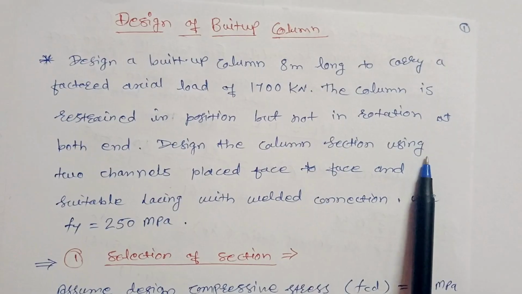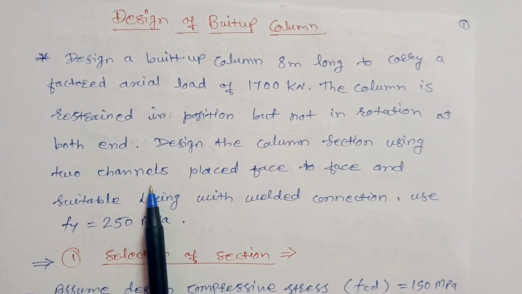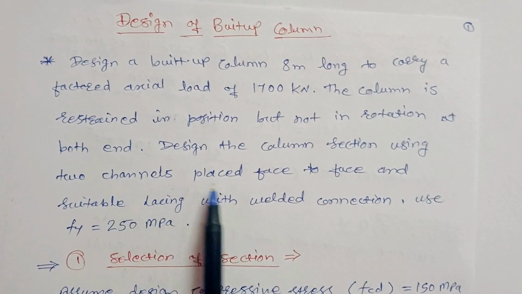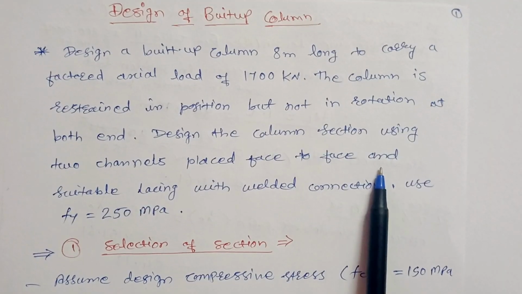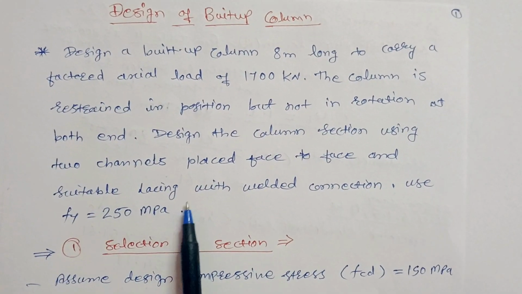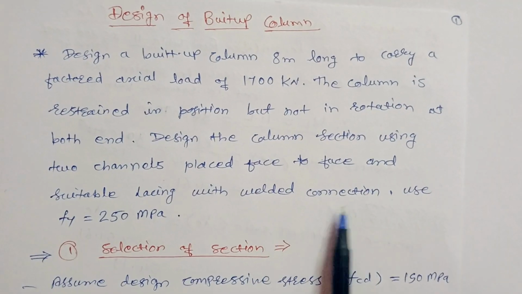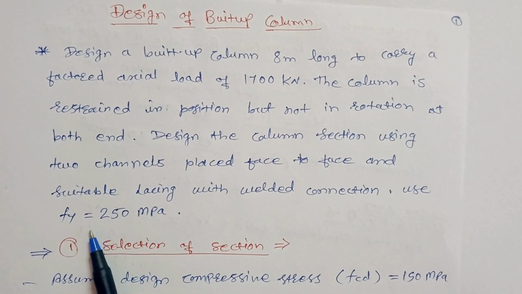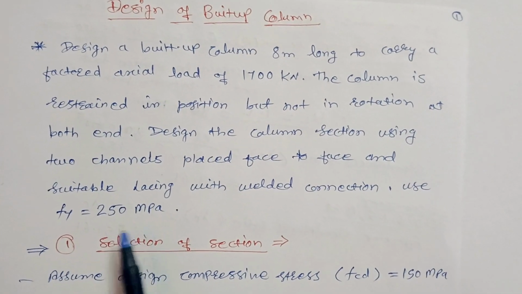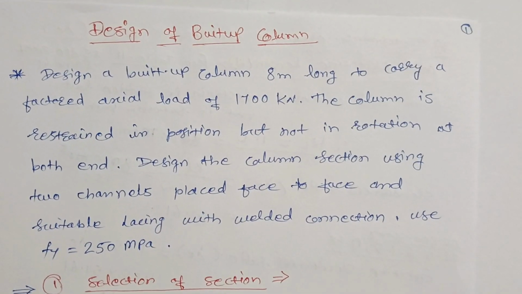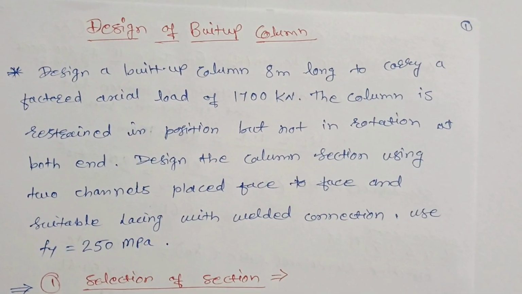Design the column section using two channels. We have to use two channels placed face to face and suitable lacing with welded connection. We have to design it by welded connection and use FY 250 MPa. So let's see how we have to calculate.